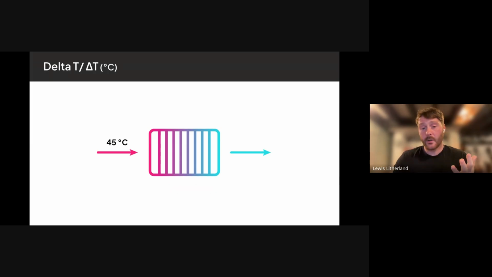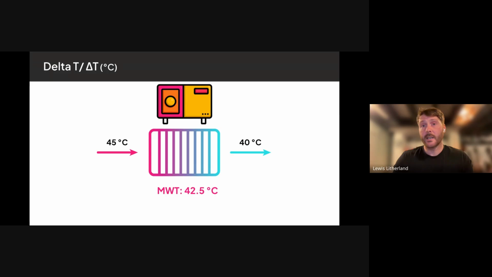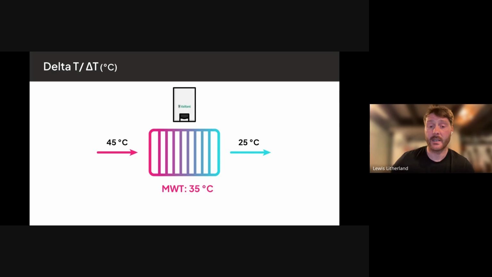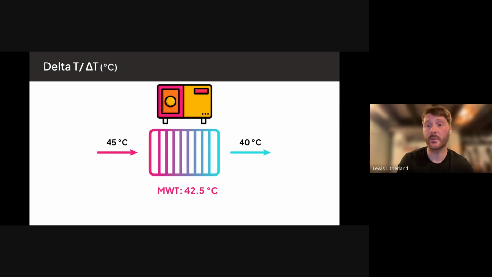And the funny thing is if you then change to a heat pump, your mean water temperature is actually higher. It's 42.5 because your delta T is narrower. So again, if people miss that, your mean water temperature before was 35 degrees. Change to a heat pump, you've actually got a mean water temperature of 42.5 degrees. Again, that might save you so many radiator changes if you think about that.